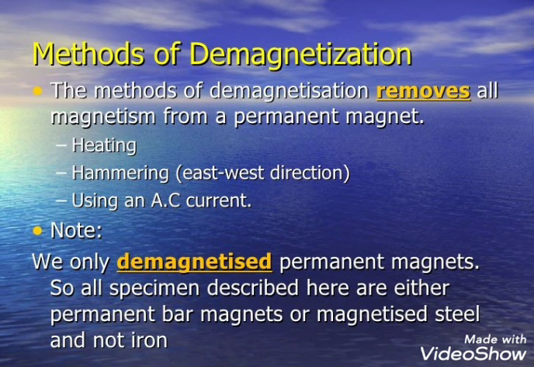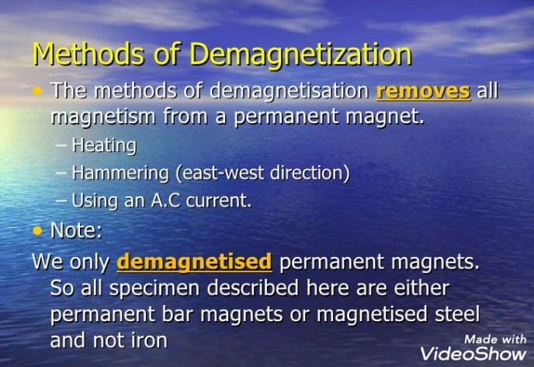But when we talk about the reverse, if a magnet loses its magnetic properties, its magnetic power, when its magnetism is removed, then we call it demagnetization. Demagnetization removes all the magnetism from a permanent magnet. The magnets lose their properties, and this process is known as demagnetization. There are various methods by which magnets are demagnetized.